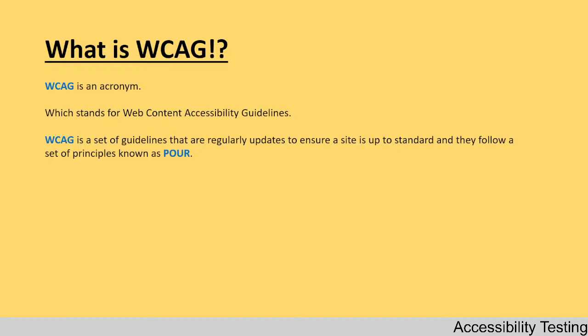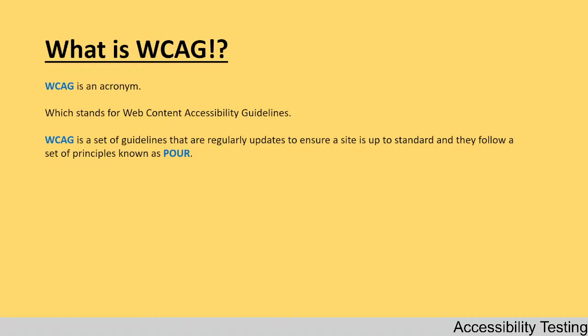What is WCAG? WCAG is an acronym which stands for Web Content Accessibility Guidelines. WCAG is a set of guidelines that are regularly updated to ensure a site is up to standard, and they follow a set of principles known as POUR.